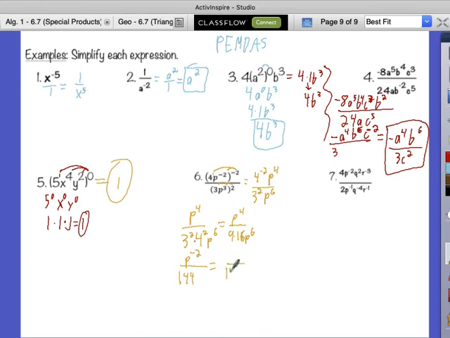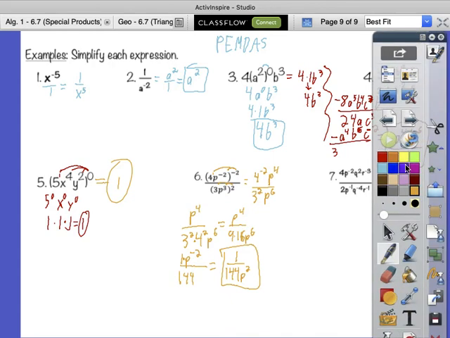Now if I send this downstairs and I have 144p squared on the bottom, I still have to have something on top, so what's left? A 1. Because there's secretly a 1 being multiplied with anything, so the 1's still left there. So we have 1 over 144p to the second.